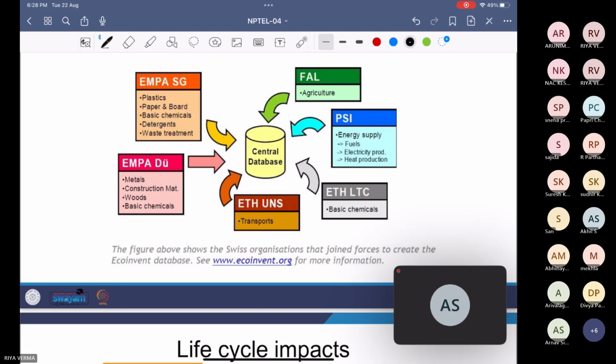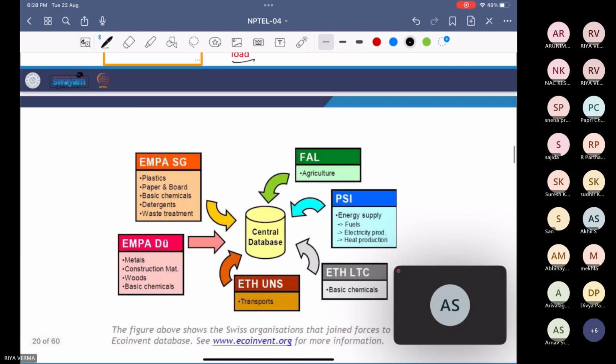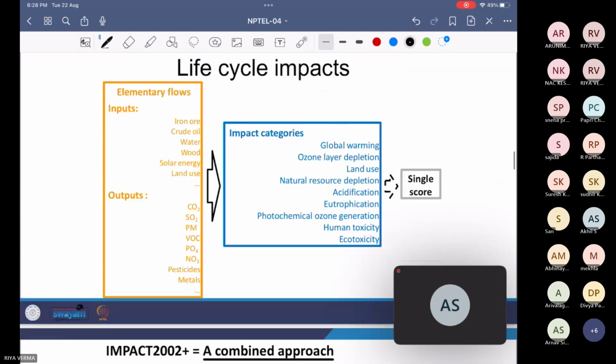So these are the organizations that we are seeing here. They have created a central database system, and we can access this for our educational purposes free of cost. They have created databases for certain countries, and they are also working on creating databases for our South Asian countries as well. So we can access their database to get the information about the life cycle inventories.